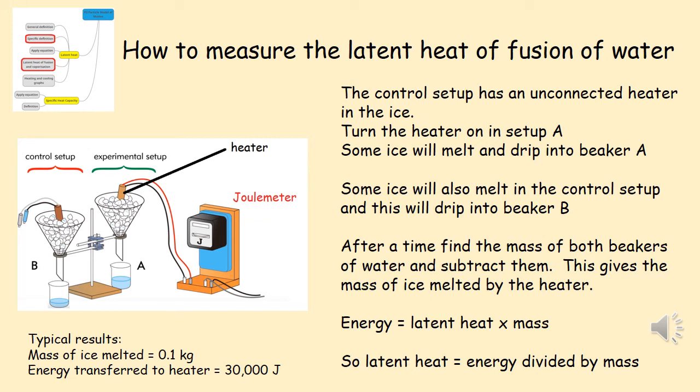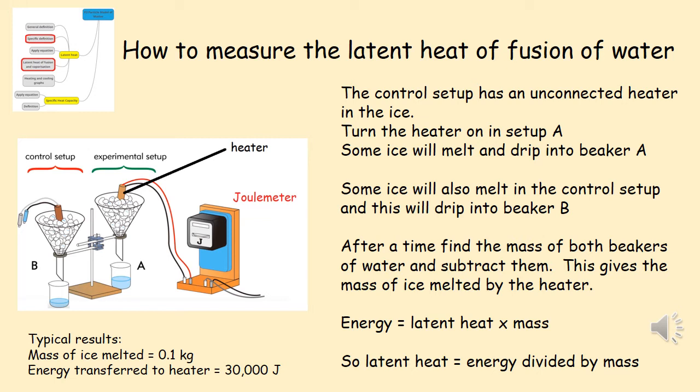You then have a control setup which is exactly the same, except the heater is not connected to the power source. Now both of those are going to melt, but the one labelled A, the experimental setup, will melt more because it has the heater in it and the heater is connected. So we are interested in the difference between what you get with A and B.